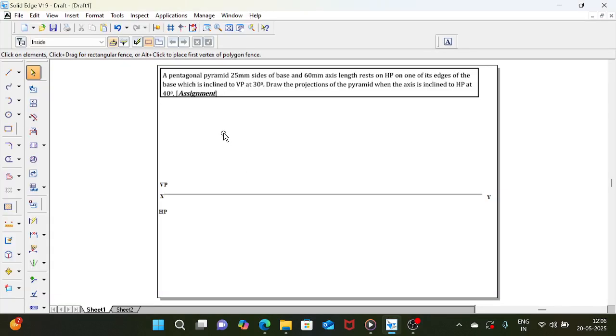Good morning everyone. Today we are going to discuss a solids problem. In that, we have taken a pentagonal pyramid. Here you see the problem statement is given.